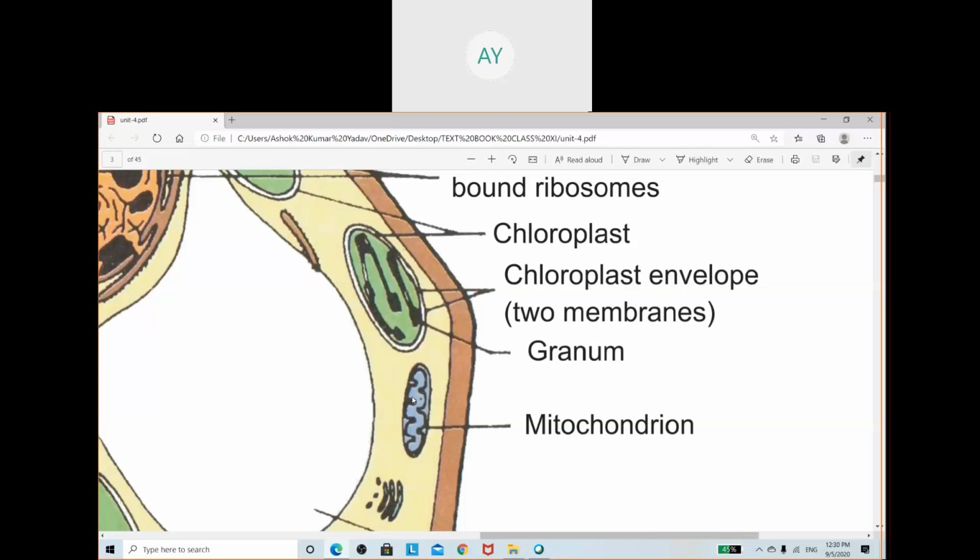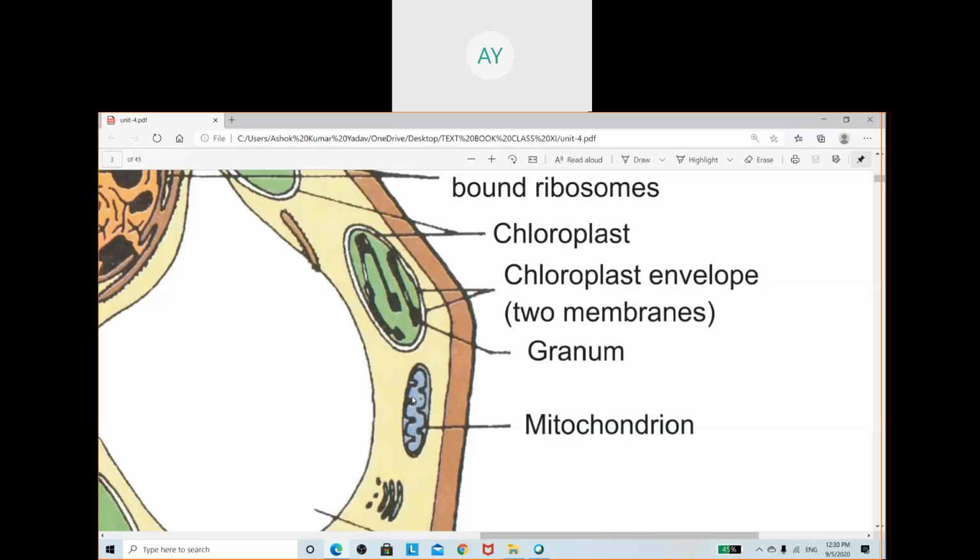Photo means associated with light. So light is associated with chloroplast, yes, chloroplast. And what is the other process for production of ATP? That is oxidative phosphorylation. You try to know photophosphorylation and oxidative phosphorylation.